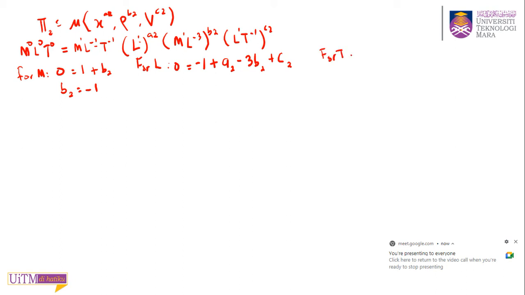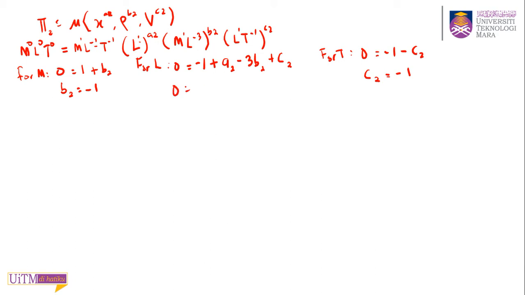So for T, 0 equals minus 1, and there's no T here, there's no T here, and we have 1 T in velocity, minus 1 times c2, so this will be minus c2. So we will know c2 equals minus 1. Okay, using the values for b2 and c2, we will get a2.